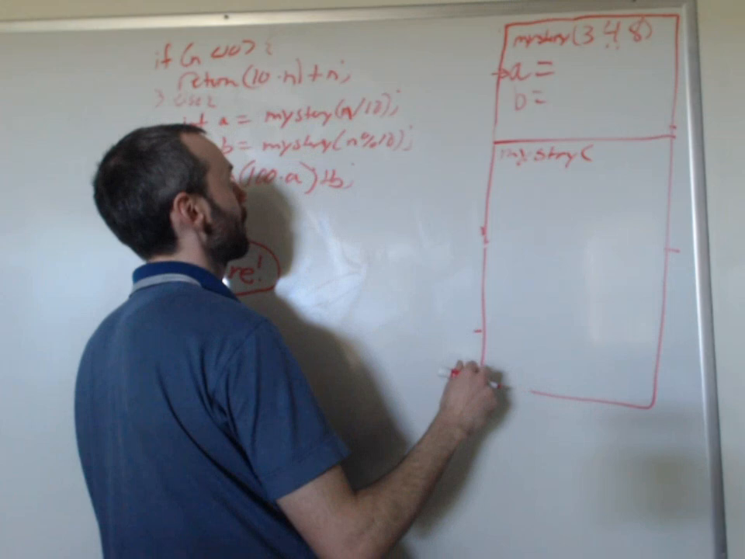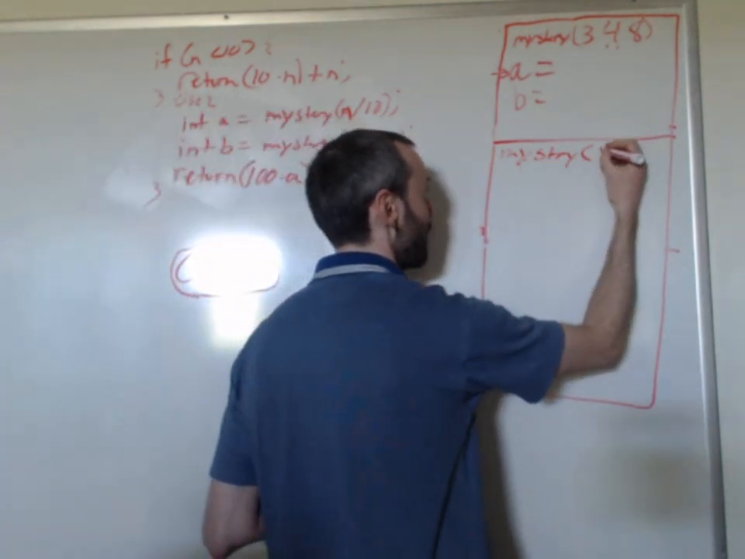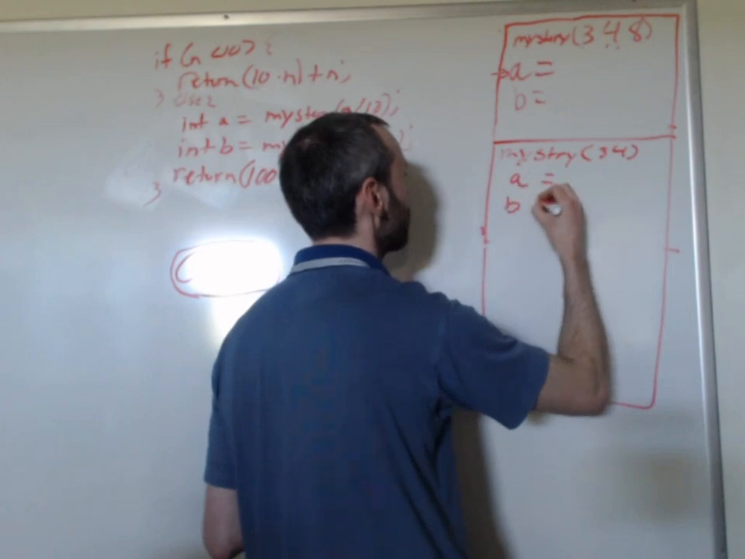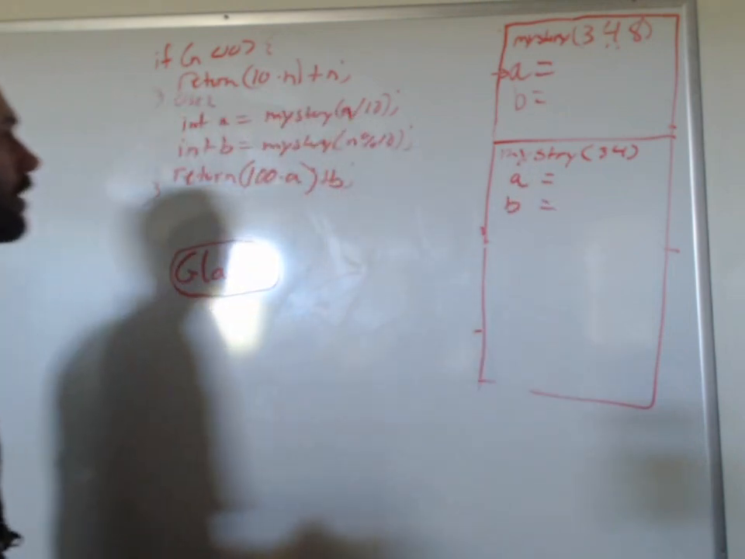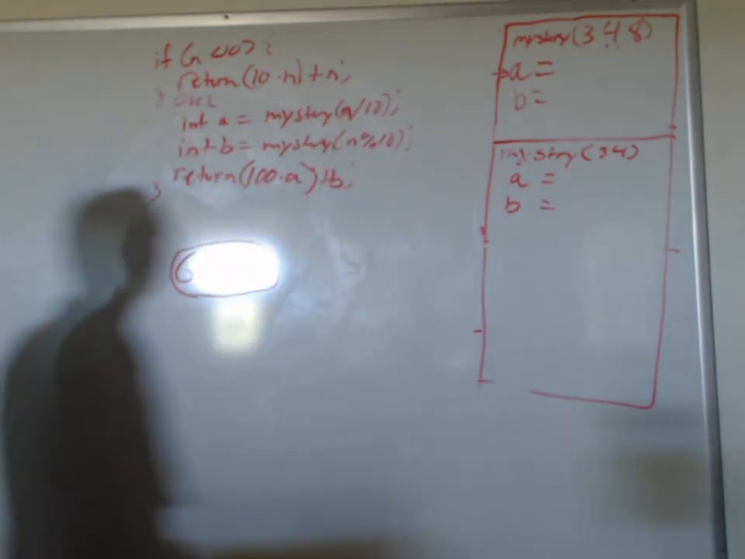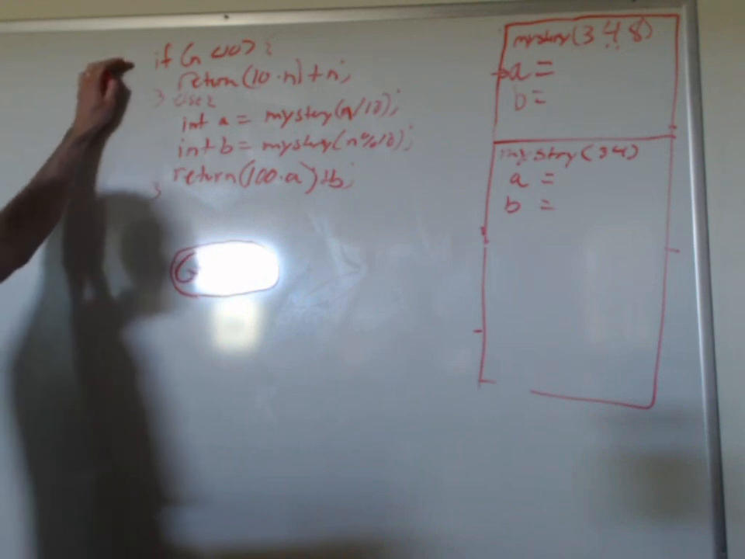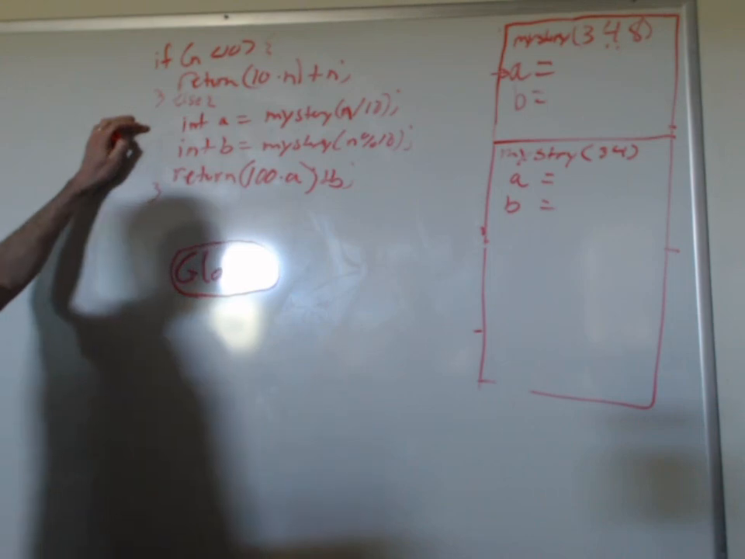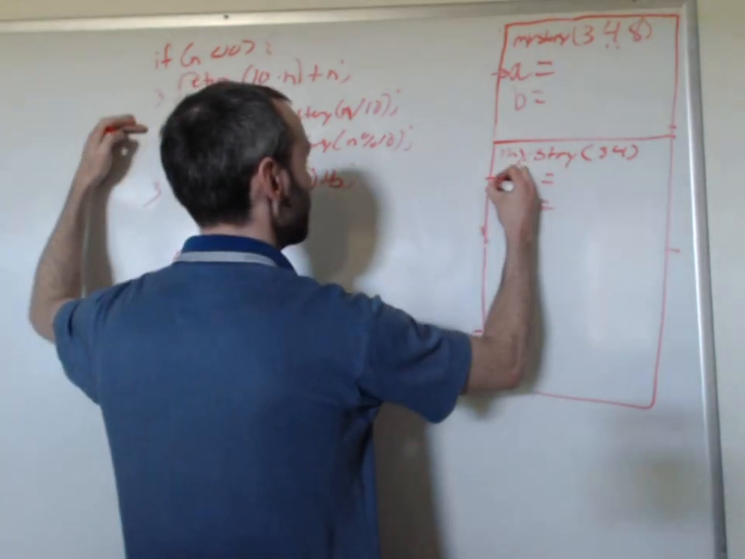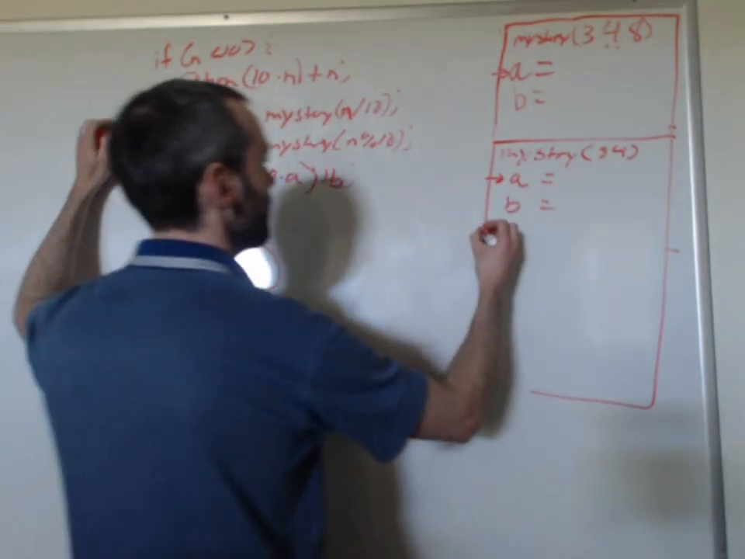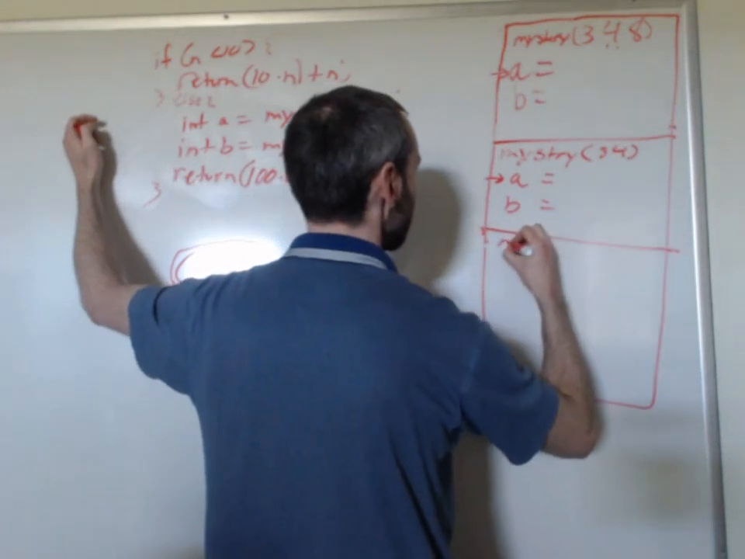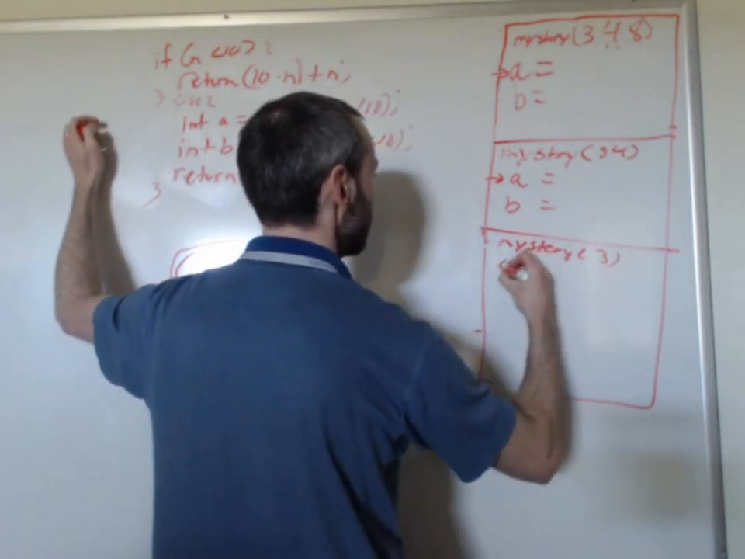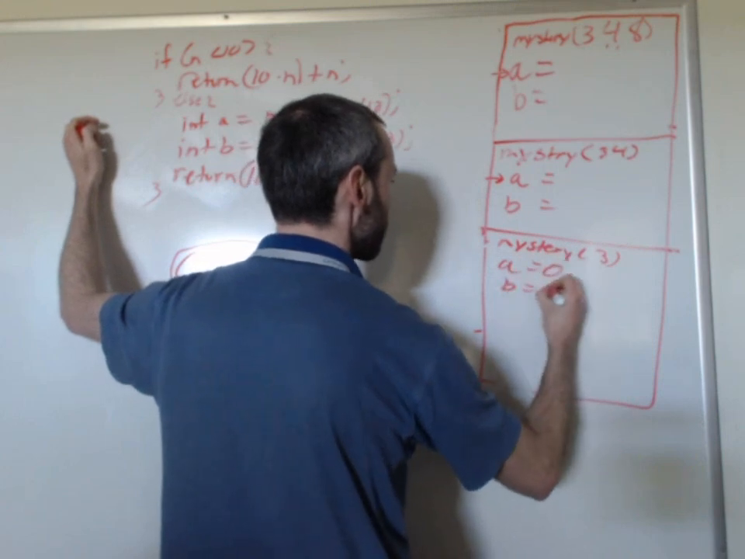That result, which is 34. All right, so we're calling on 34. Is 34 less than 10? No. So now what do we need to do? Call mystery again. So we're on this guy. What are we calling mystery on? 3. Mystery on 3. A equals 0, B equals 0.